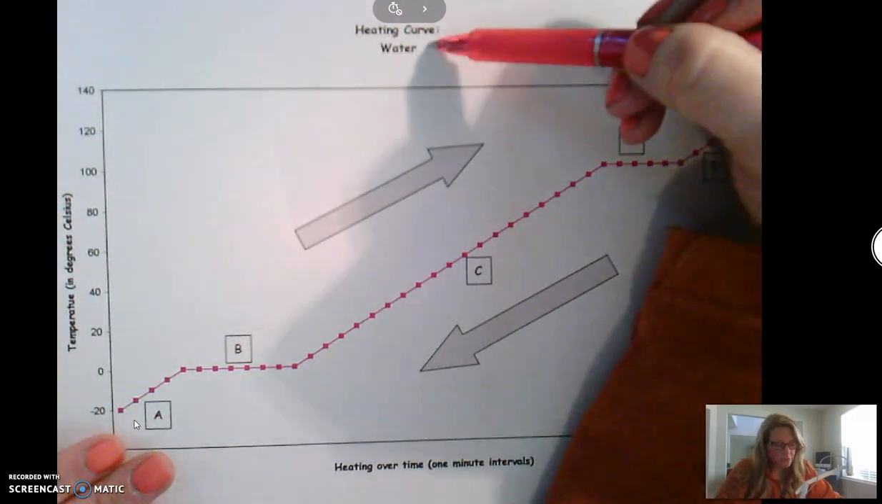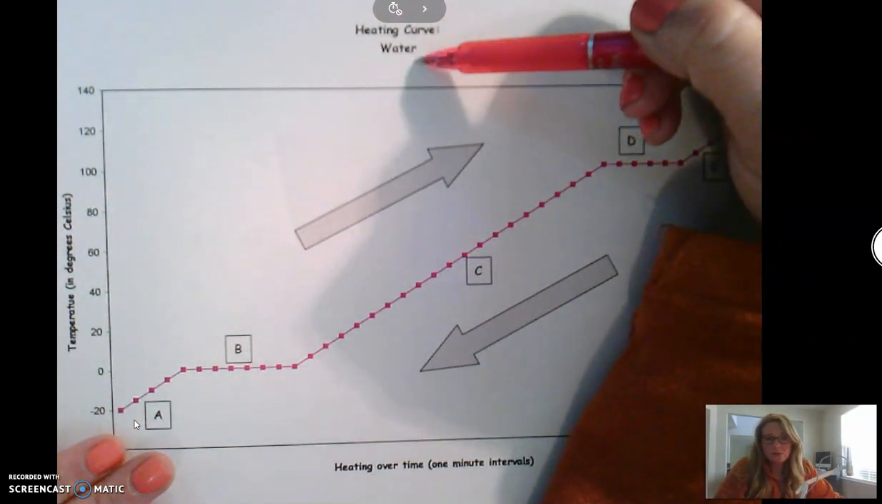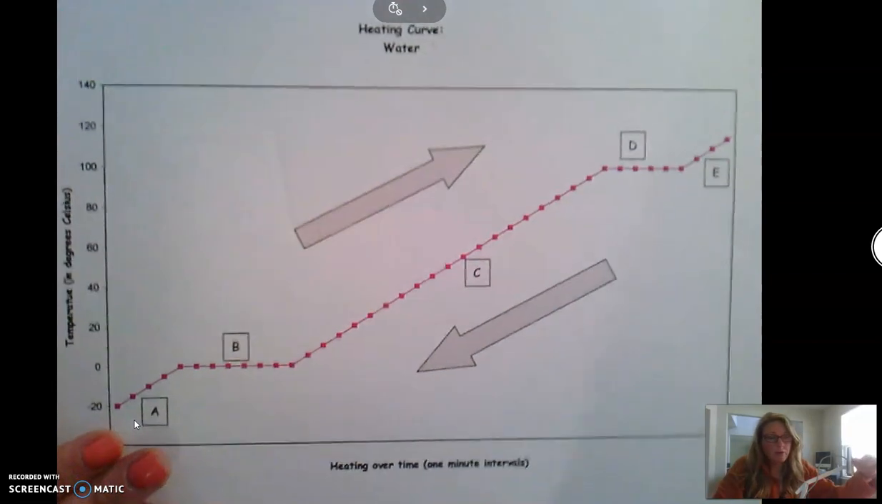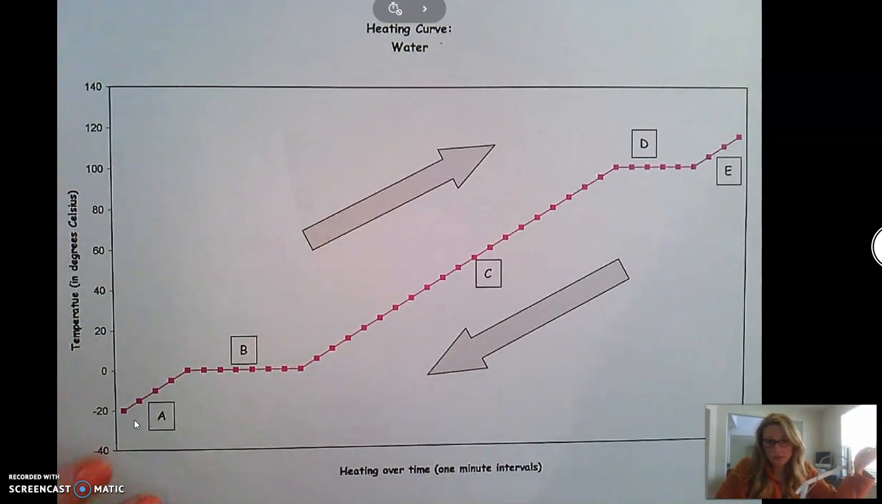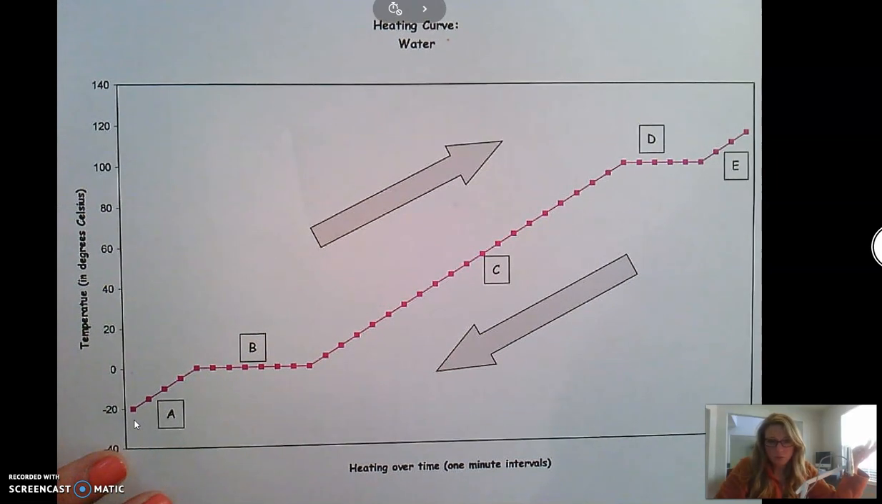Keep in mind, this one's for water. It's the most common example. However, on a test or in any other situation in life, you may not be given water as your substance. You might be given alcohol, ethyl alcohol, ethanol, ammonia. There's a lot of different substances that you might see. They're usually the more common substances.